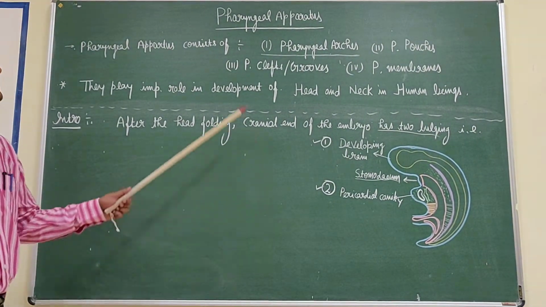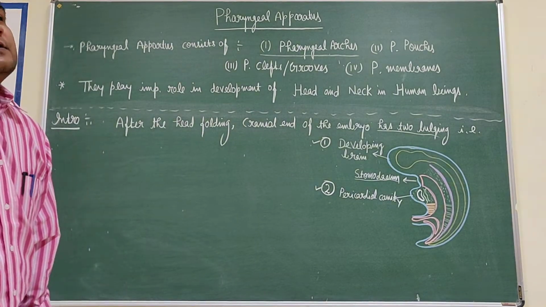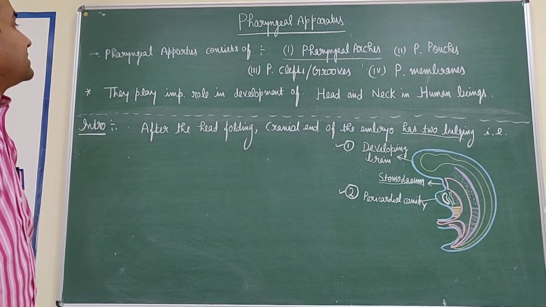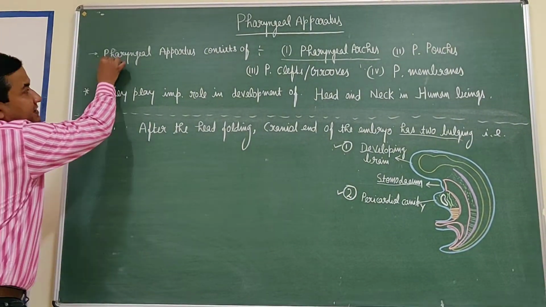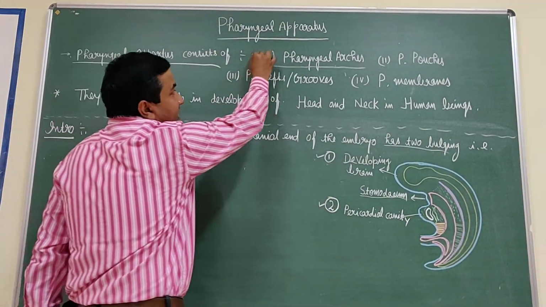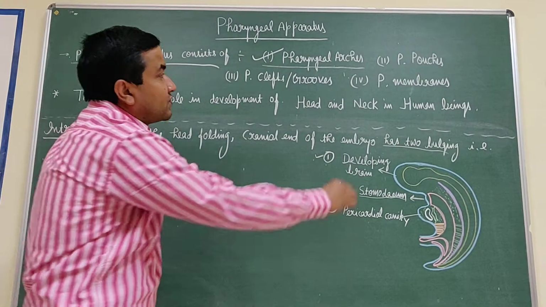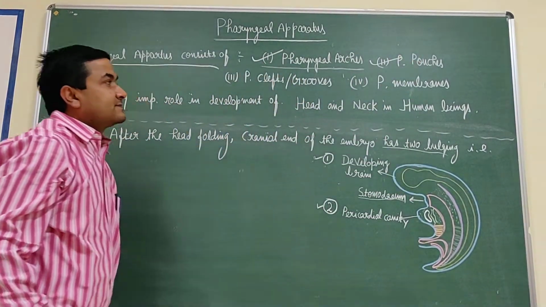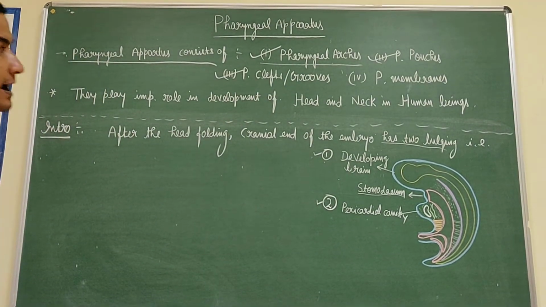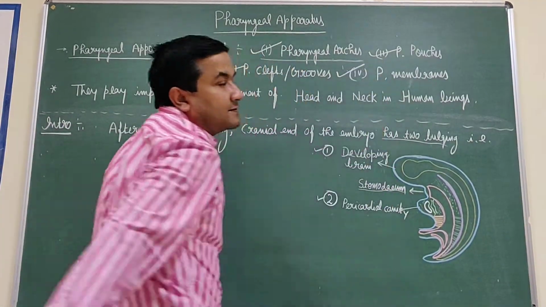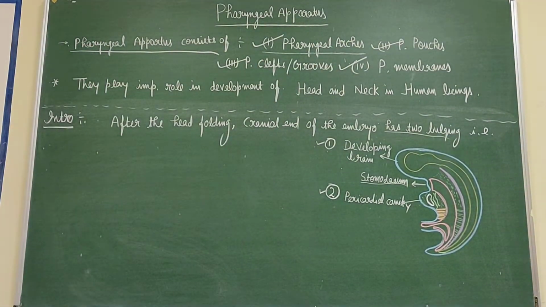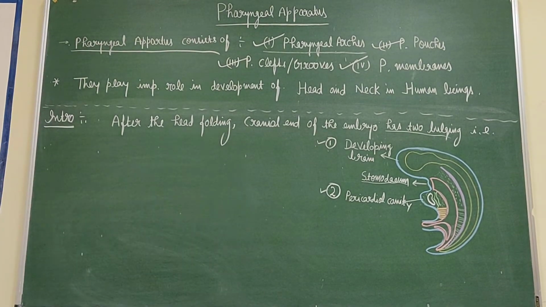Today we will discuss another important topic of embryology, that is the pharyngeal apparatus. This pharyngeal apparatus consists of pharyngeal arches, pharyngeal pouches, pharyngeal clefts or grooves, and pharyngeal membrane. These four structures combined are known as the pharyngeal apparatus.